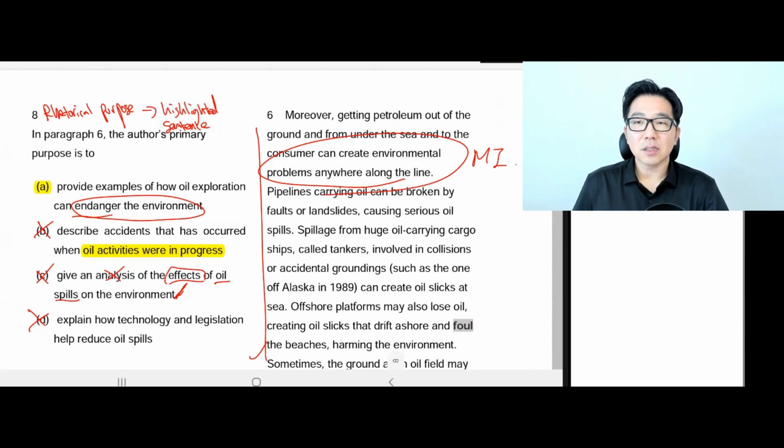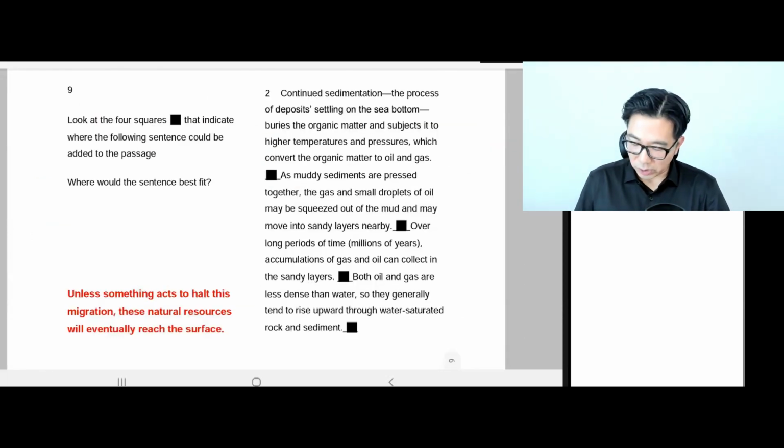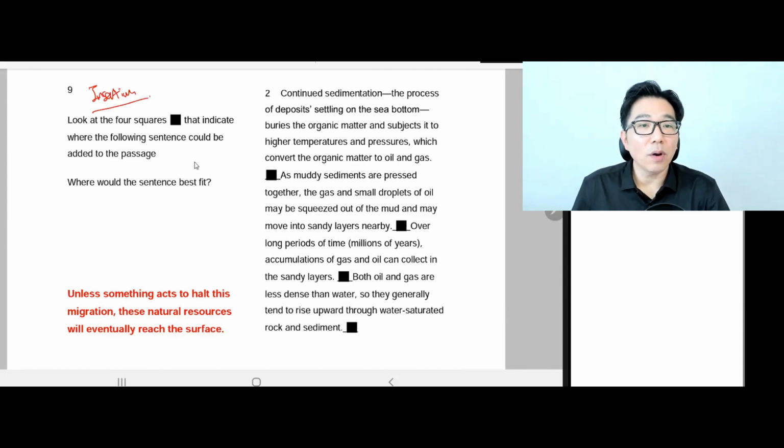Next question, please. Okay, question 9, insertion. Let's go. Look at the 4 squares that indicate where the following sentence could be added to the passage. So we are inserting this sentence in one of the 4 boxes. Okay, right? So let's do it. Let's read the given sentence in red first.